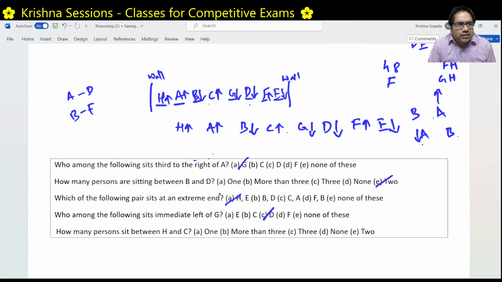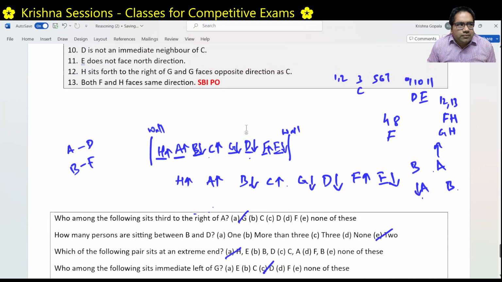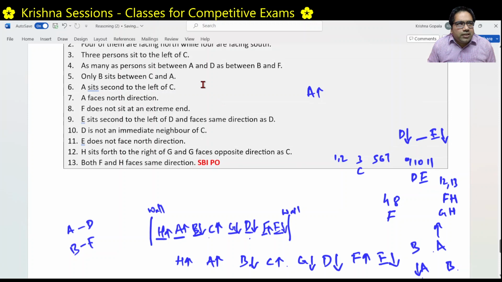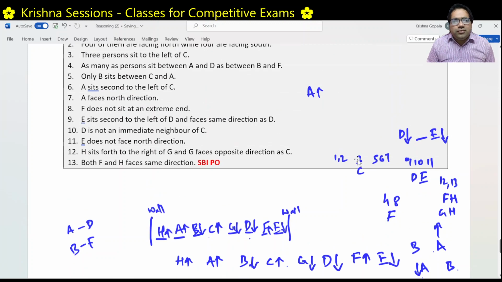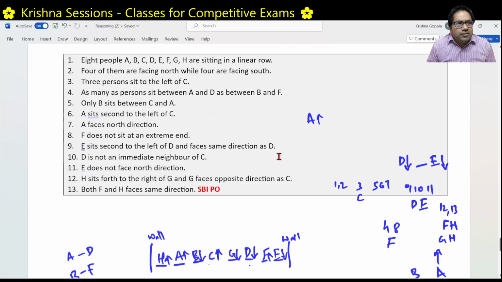How many persons sit between H and C? H and C, there are two people. Right, see, this is an easy problem. We just need to read all the conditions clearly and be able to simultaneously use some three conditions together. Right, that's what we have done. This is an easy problem or easy to medium level of difficulty.